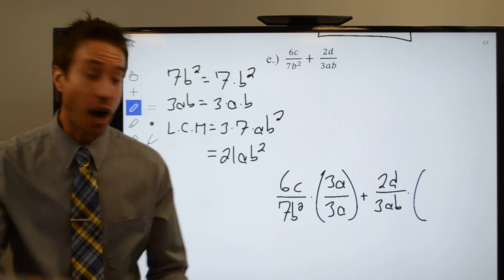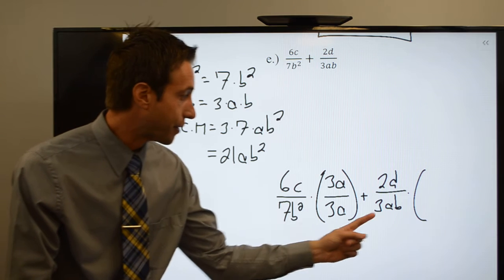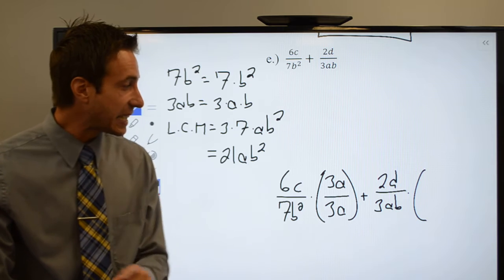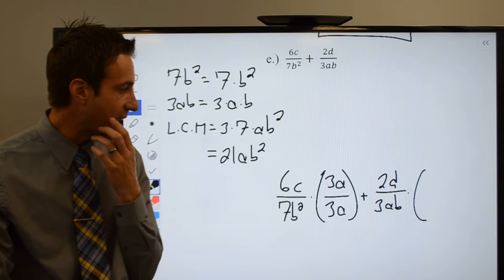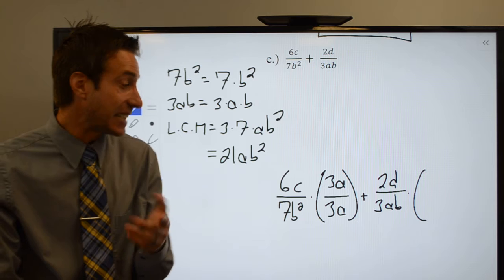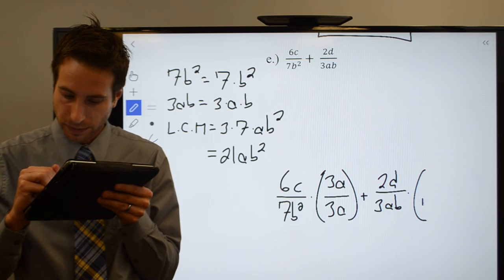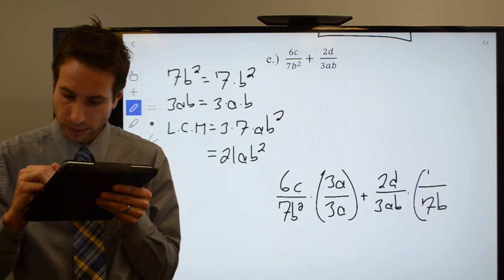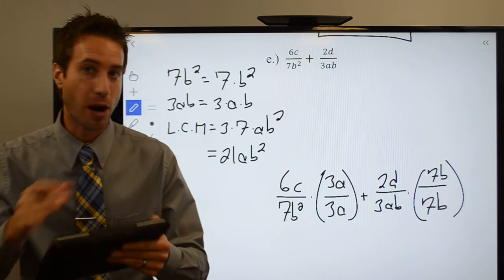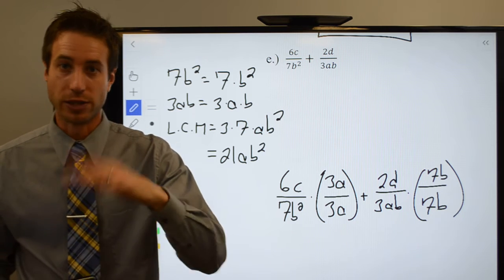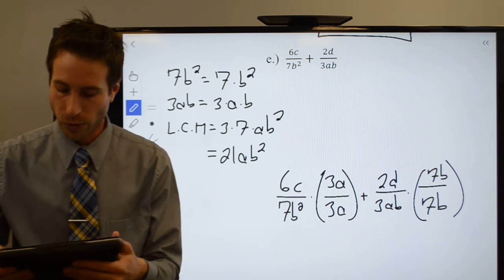Okay, my other rational expression, I have a 3ab. I need that to be a 21ab squared. So what's missing? Well, I need a 7, and I need another b. Multiply top and bottom, because algebra says whatever you do to the top or the bottom of the fraction, you got to do to the other one.